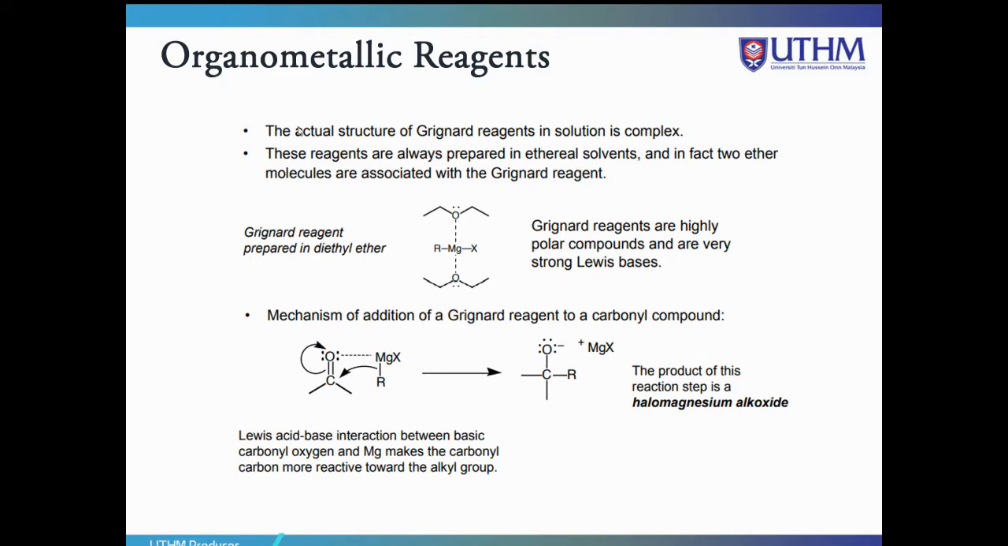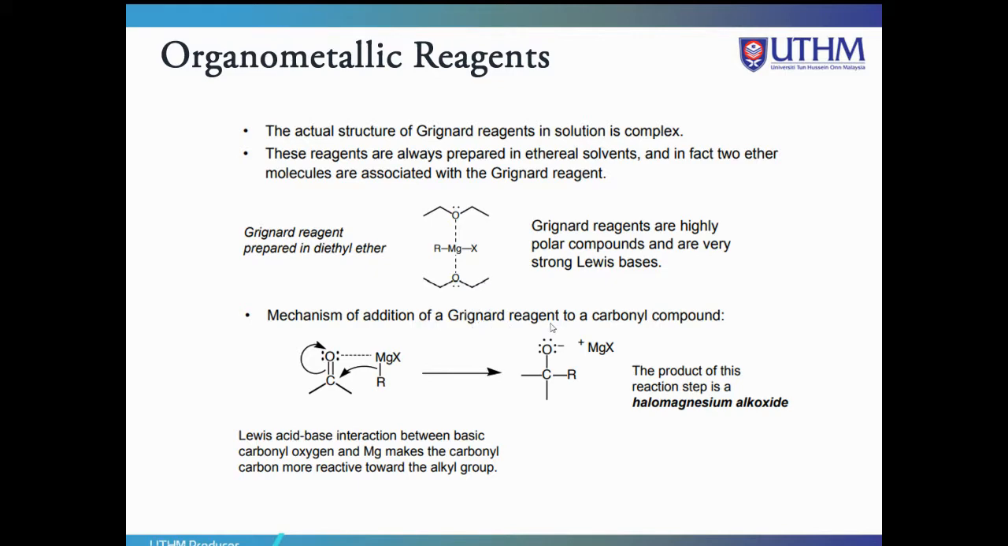Organometallic reagent. The actual structure of the Grignard reagent in solution is complex. These reagents are always prepared in an ether solvent, and in fact two ether molecules are associated with the Grignard reagent. Grignard reagents are prepared in diethyl ether. Grignard reagents are highly polar compounds and are very strong Lewis bases.